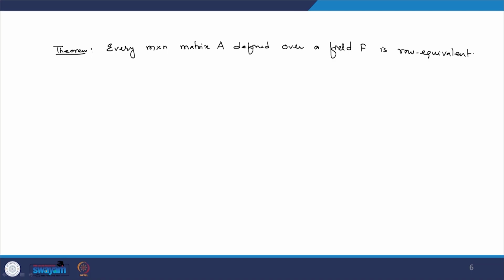Theorem we can write like this, that every m cross n matrix A defined over a field F is row equivalent to an m cross n row reduced echelon matrix.